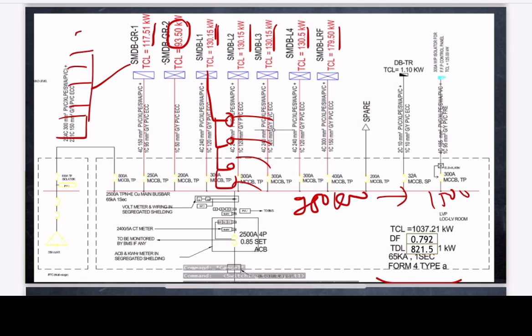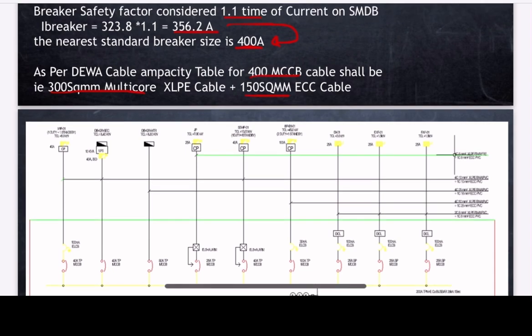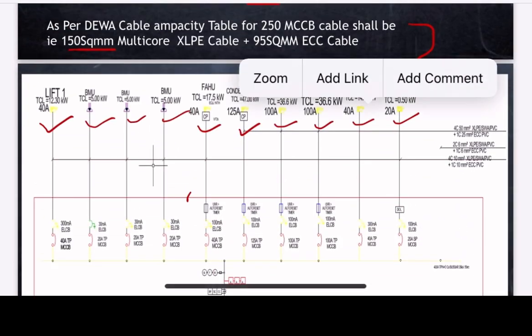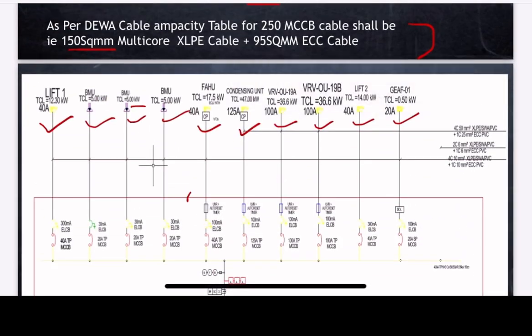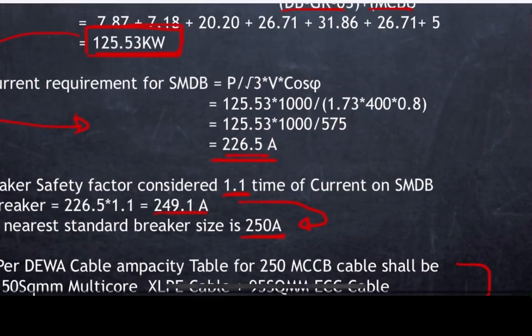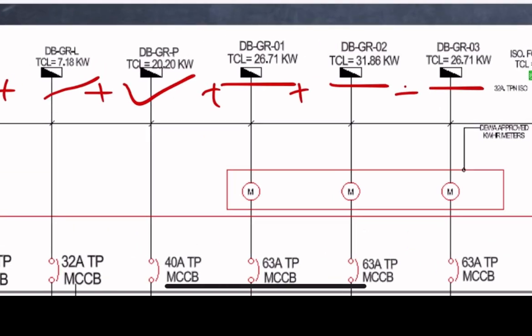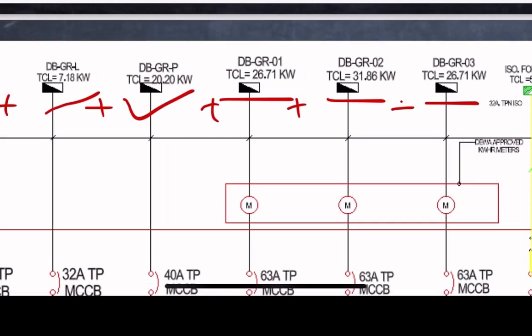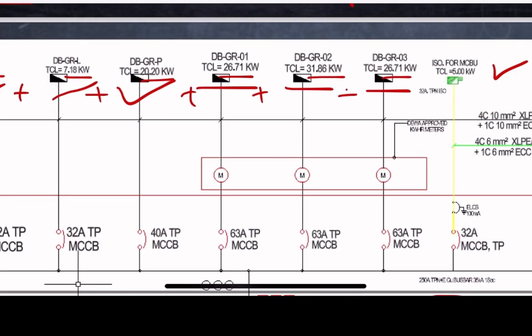For example, you can refer to that SMDB designing also. Here you see it is 12 watt, 5 watt, 5 watt, 5 kilowatt, 17 kilowatt, 47 kilowatt, 36 kilowatt, 36 kilowatt, 14 kilowatt and 0.5 kilowatt. For all SMDBs you can refer. Here you will see 8.7 kilowatt, 7.8 kilowatt, 20.2 kilowatt, 26.7 kilowatt, 31 kilowatt, 26 kilowatt. So all the loads on the SMDB are less than 100 kilowatt.